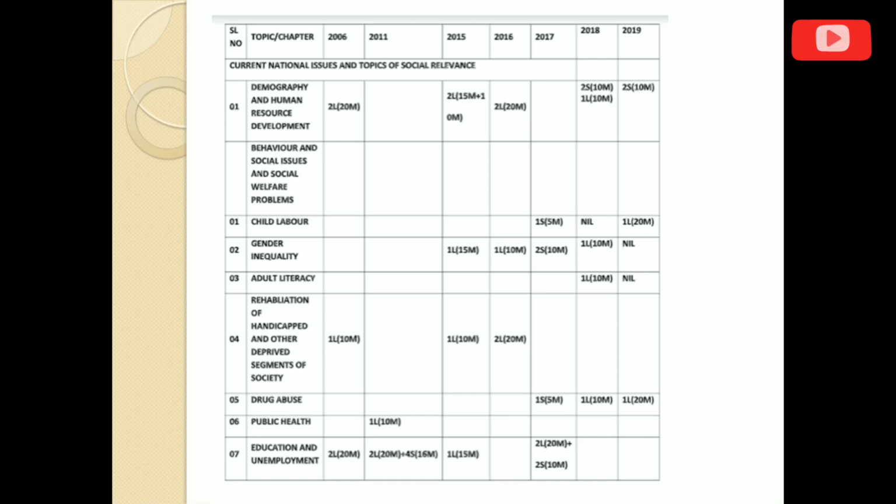You can see behavioral and social welfare problems. In that part, you have child labor. This time we have a long question of 20 marks. Very frequently they used to ask long questions of 20 marks. You also have a question of 20 marks. Gender inequality, no question. Adult literacy, no question. Handicap, no question. Drug abuse, your 20 mark long question again.